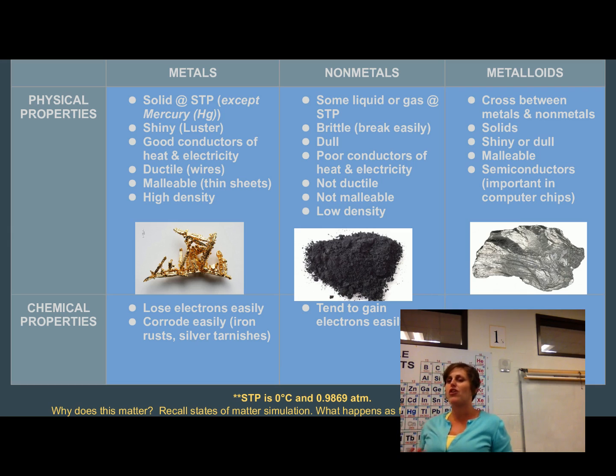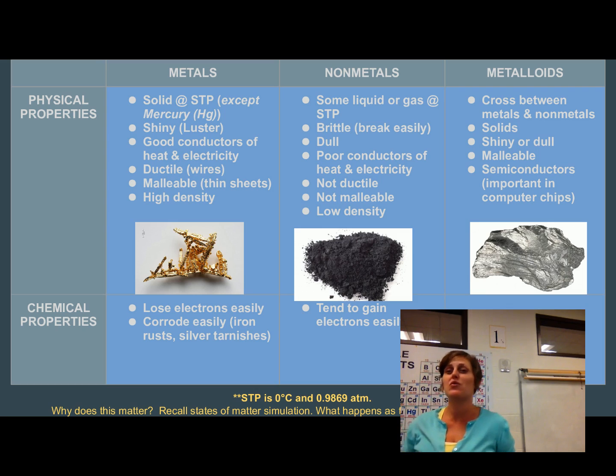So, the major groups of your elements are your metals, your nonmetals, and your metalloids. Your metals are going to be those things that are solid at standard temperature and pressure, except for mercury, Hg, that's our liquid. They're shiny. They're good conductors of electricity and heat. They're ductile, which means they can be stretched into long, thin wires. And they're malleable, meaning you can hammer them into thin sheets. And they usually have a really high density.